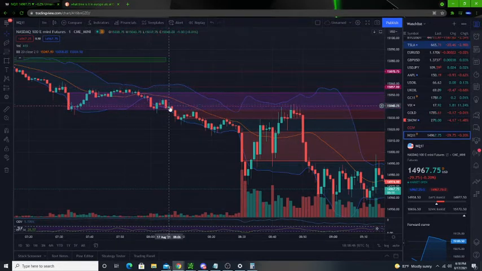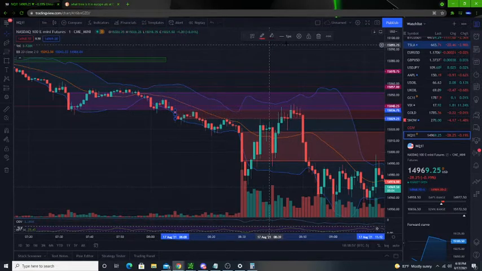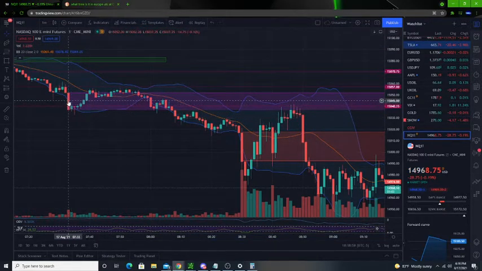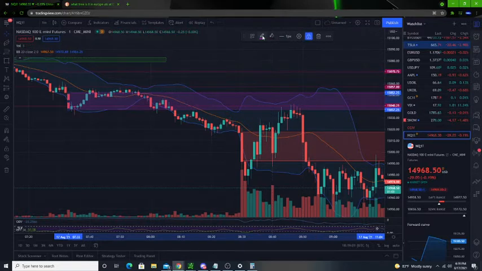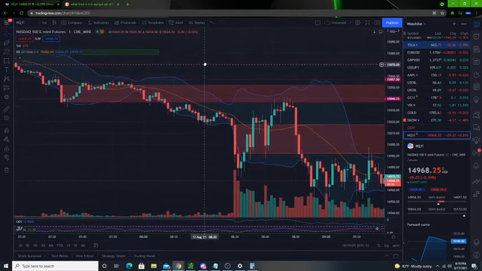Then we finally broke down through it at 8:08. I didn't take a trade here. I just waited and watched and saw what happened. Let me get rid of this box for right now. I'll come back to that in a minute. I guess I can change this color to red so we know this was a sell, a shorting bar.